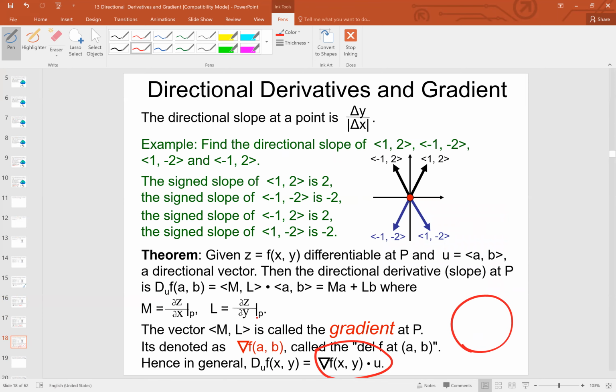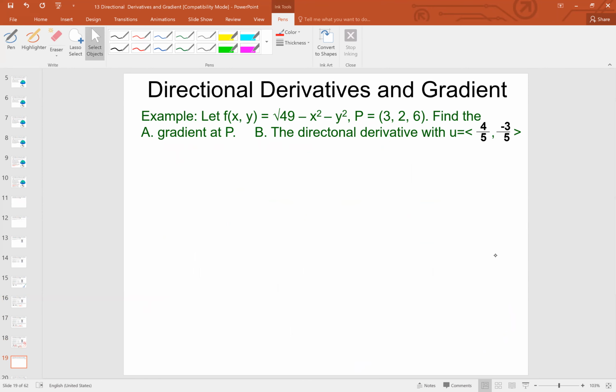In other words, these are important numbers. You start with a different compass direction u, and then upstairs at the point, it gives you the slope of the cross-sectional curve in the direction of u.